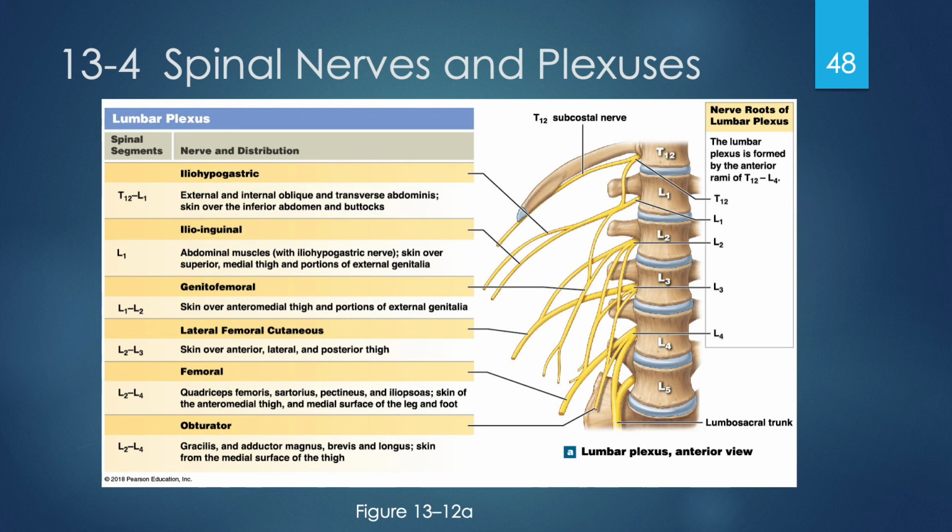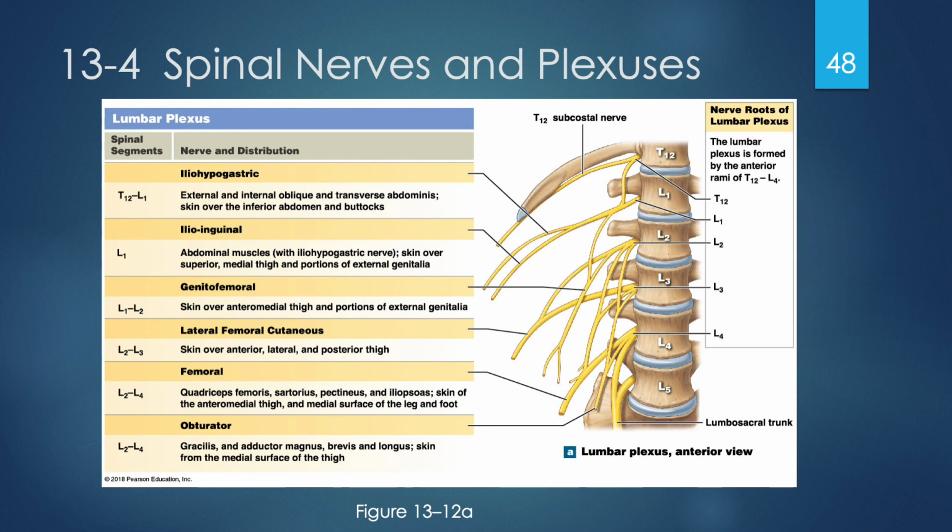The genitofemoral is more of what you would think when you think of genitofemoral. It is going to innervate skin over the anteromedial thigh and also portions of our external genitalia. The lateral femoral cutaneous is going to do skin, because it's cutaneous, over the anterior, lateral, and posterior thigh. And then the femoral will do the quadriceps femoris, sartorius, which is the longest muscle in our leg, the pectineus and iliopsoas, the skin of our anteromedial thigh, and also the medial surface of the leg and foot. So the femoral does an awful lot of our leg.